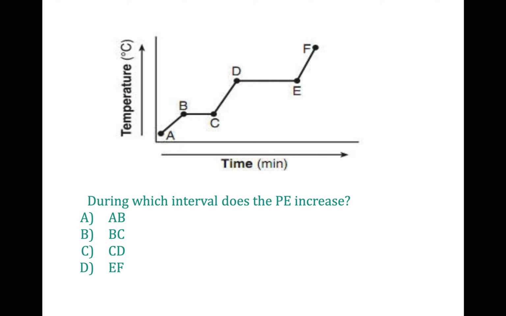During which interval does the PE actually increase? Is it A to B, B to C, C to D, or E to F? So we know that PE, the definition for potential energy, is stored energy, and stored energy is going to increase when the temperature is not changing. So the interval that does not demonstrate a temperature change is going to be BC, which is our answer.